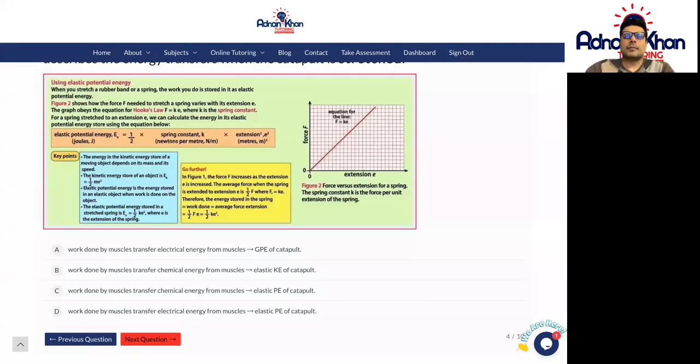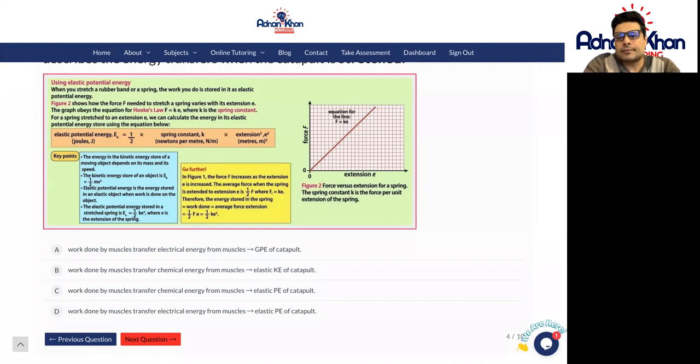The second topic that we're looking at within this whole topic is elastic potential energy. Now, elastic potential energy is all about work which is done when, let's say, for example, a spring is extended or compressed or twisted or stretched. And elastic potential energy is stored in that particular spring. And the formula for calculating elastic potential energy is as follows.